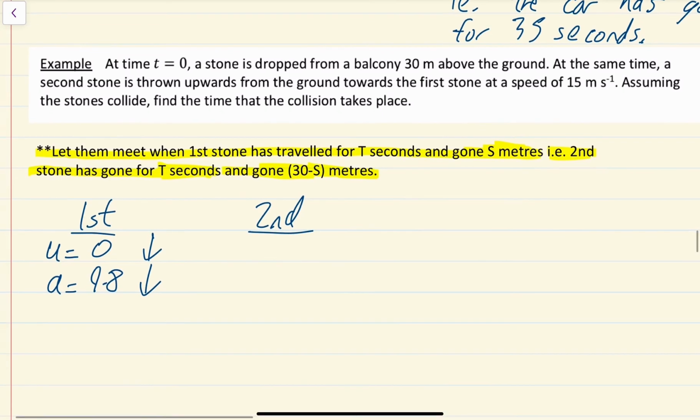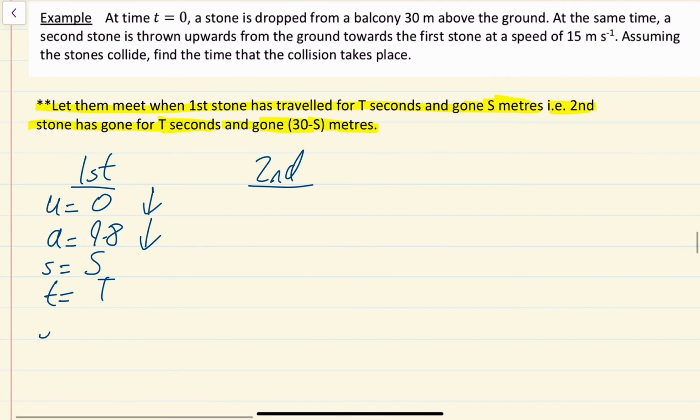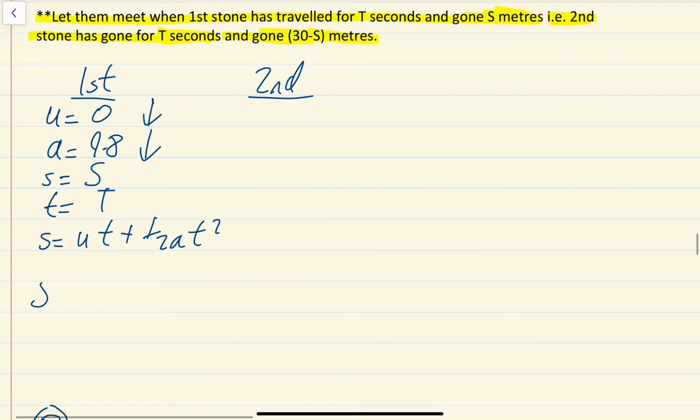If you go back to the video I did on vertical motion, you'll see I use the arrows to make sure they're all consistent. S is equal to big S. T is big T. And of course, we're going to use the old faithful s is equal to ut plus a half at squared. Fill it in. Big S is equal to 0 times anything. A half times a 9.8 will be 4.9 times big T squared.